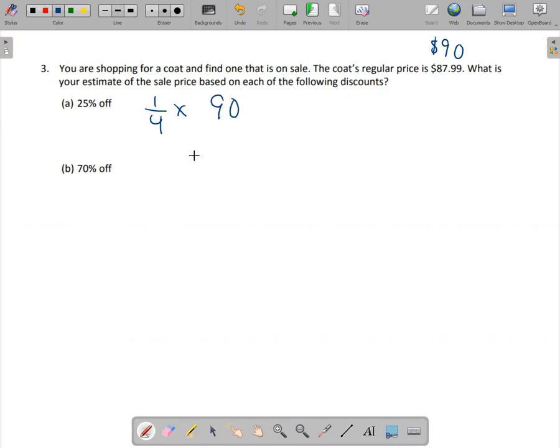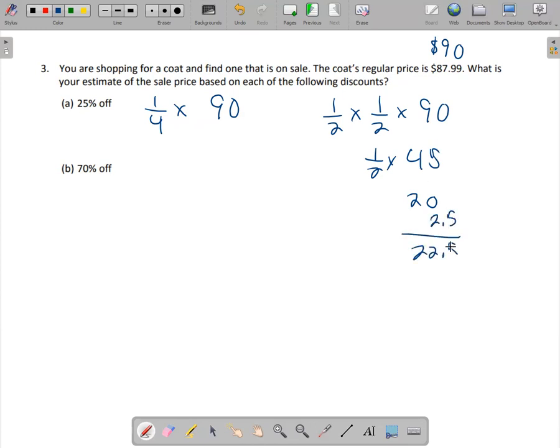Now, some days I'm good at division like that. I'm really good at cutting things in half. So a quarter is really a half of a half. So half of 90 is 45. And then we have to take half of that, which is 22.50. Half of 40 is 20. Half of 5 is 2.50. So that would be 22.50.